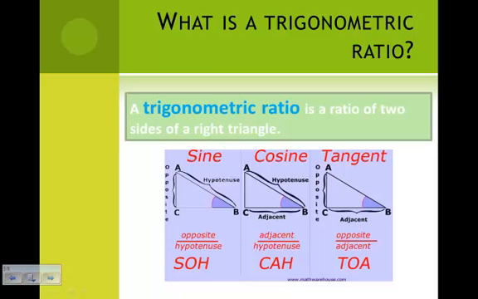Sine, cosine, and tangent, where sine is opposite over hypotenuse. Cosine is adjacent over hypotenuse, and tangent is opposite over adjacent. I may have misspoke there, but you can see the diagram, and you should remember SOHCAHTOA from the previous lesson.